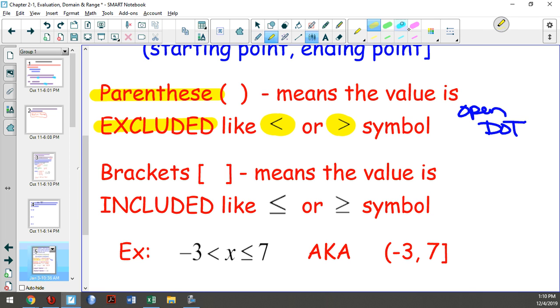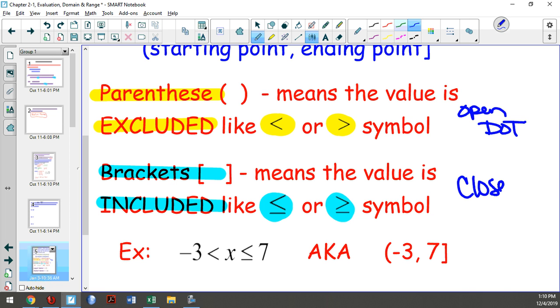Then a bracket means it includes it, so it's going to be less than or equal to or greater than or equal to. And that means it's the closed dot concept that we used previously. Do we all understand that? Remember whenever I gave you these number lines and it was either an "and" or an "or" you had to write the inequality? That's what I'm talking about here, okay?